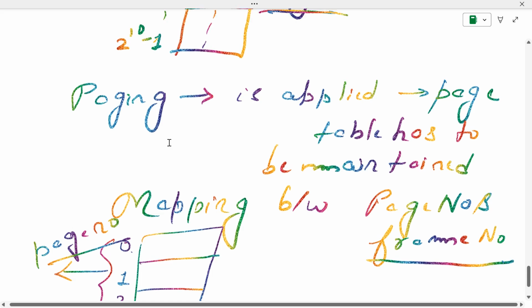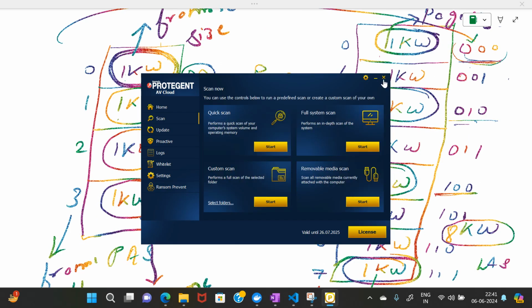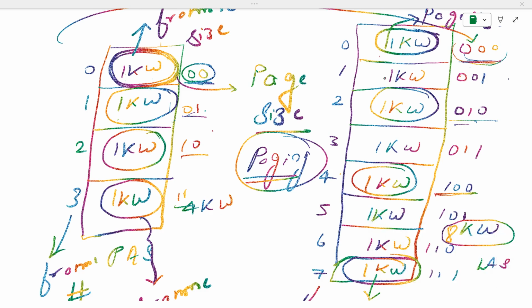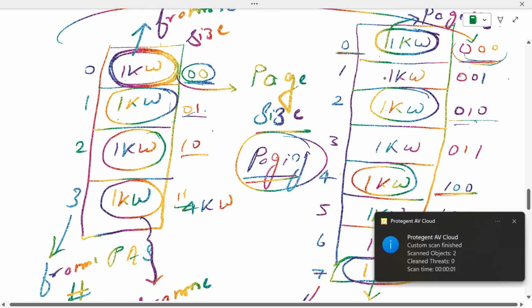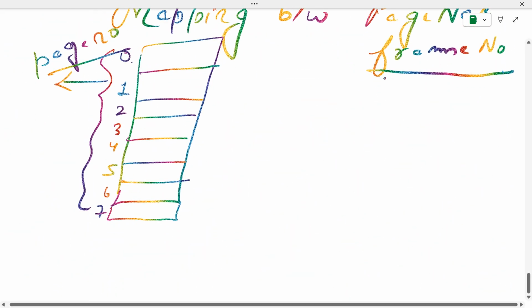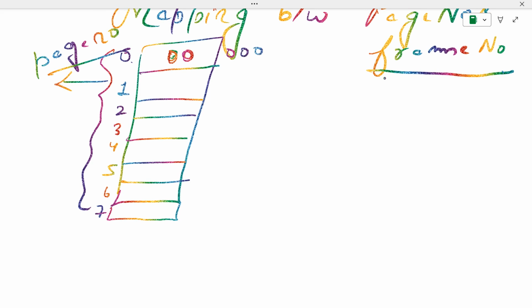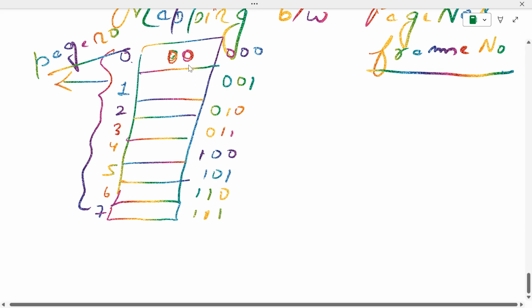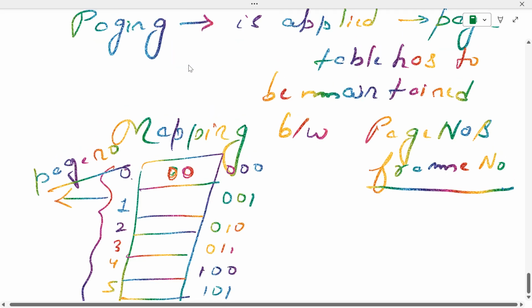So to see that, we will go back to the diagram where we have drawn this. Here we have brought the zeroth page into the zeroth frame. So the zeroth page is present in the zeroth frame, and we can write it like this: 000, 001, 010, 011, 100, 101, 110, and 111. The zeroth page is present in the zeroth frame.